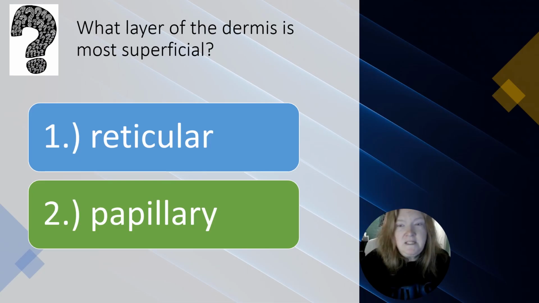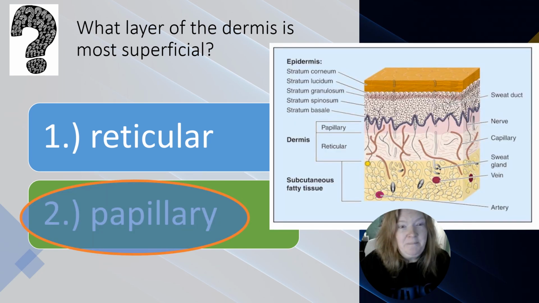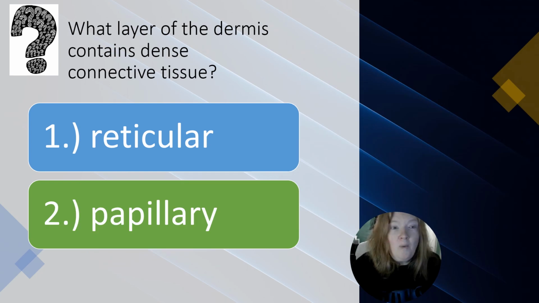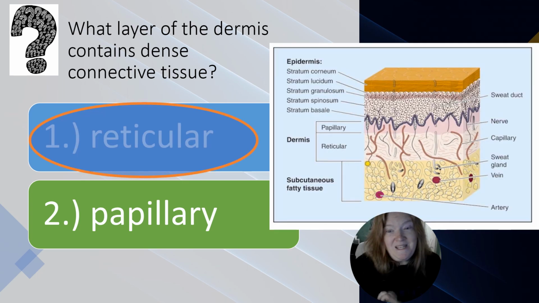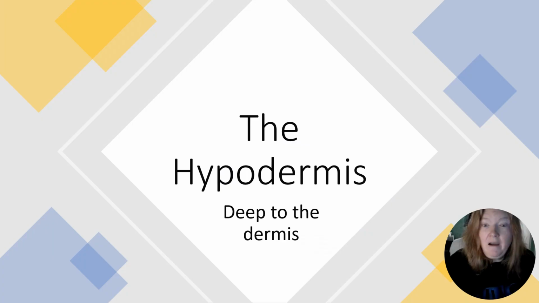So what layer of the dermis is most superficial? Papillary. What layer of the dermis contains a dense connective tissue? Reticular. All right, and lastly, we're going to go down to the hypodermis, deep to the dermis.